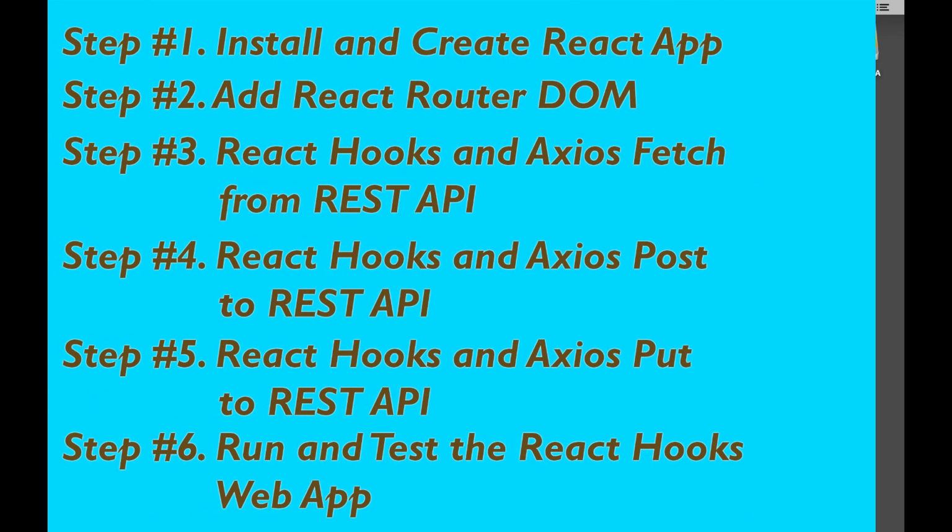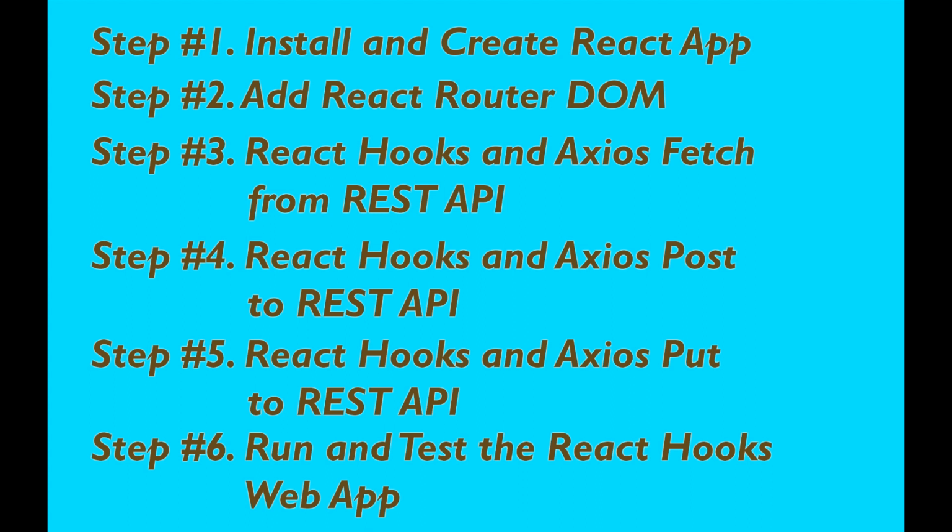Don't worry, we already prepared a simple REST API using Node.js, Express.js, and MongoDB that you can find in the description below. This tutorial is divided into several steps. Step number 1. Install and create React app. Step number 2. Add React Router DOM. Step number 3. React hooks and Axios fetch from the REST API. Step number 4. React hooks and Axios post to the REST API. Step number 5. React hooks and Axios put to the REST API. Step number 6. Run and test the React hooks web app.